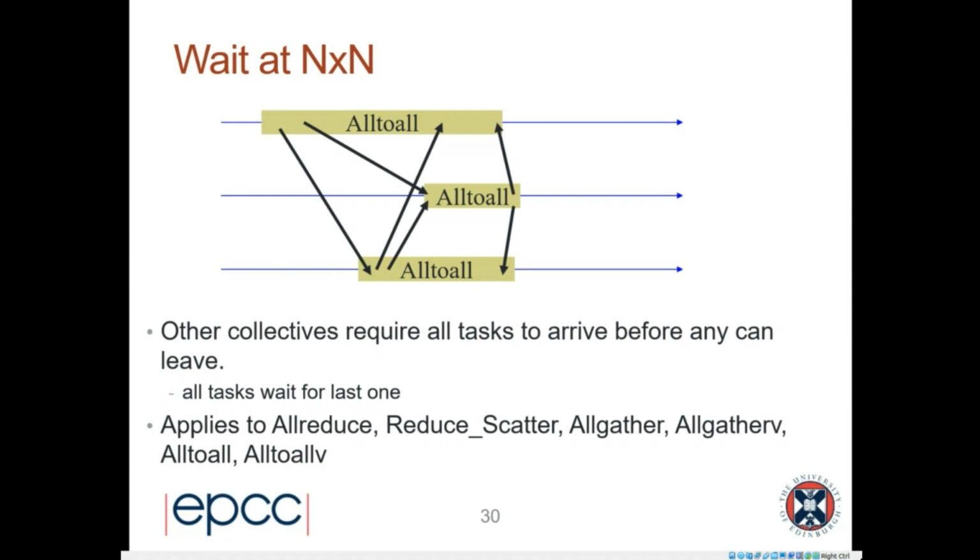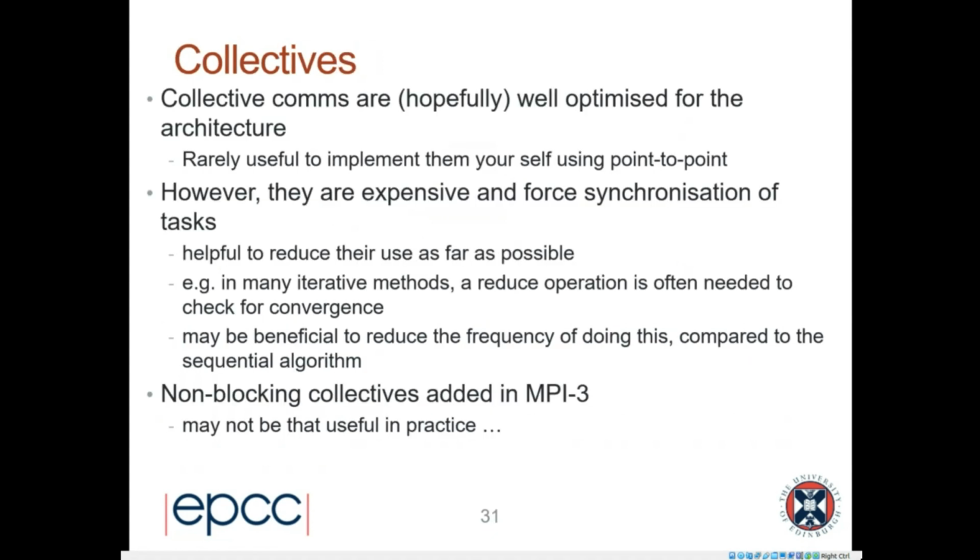Often you do all to alls if you're doing Fourier methods, matrix transposes. And so the main one is all reduce. And if you do an all reduce, it imposes a synchronization. If they enter it at different times, you will get an overhead. And the classic reason for that is that you have load imbalance. So collectives are hopefully optimized for the architecture. They're expensive and they force synchronization.